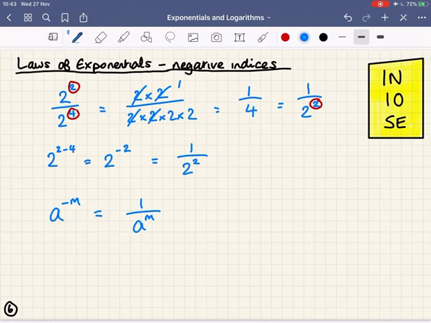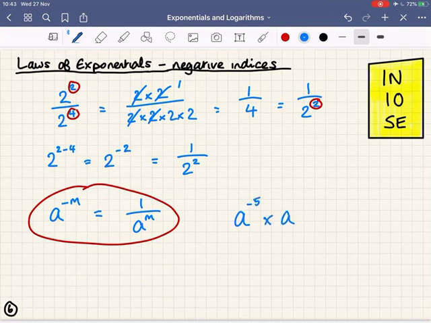Often it's easier to work with things in exponential form, a to the minus m, negative index form, or you might want it in fractional form so that you can cancel things down. They're both fine. Just make sure you know that that is an equivalent. And we could also, of course, combine. So if we had a to the power of minus 5 times a to the power of 10, don't forget we're adding the indexes here. 10 plus minus 5 is 5. So the same rules apply with negative indices.